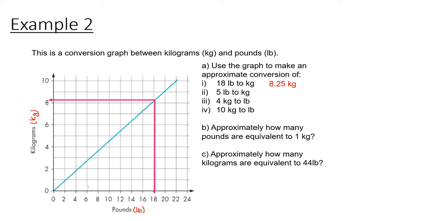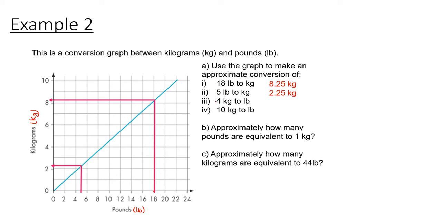Let's have a look at the next one. 5 pounds into kilograms. So you go to roughly where 5 is, which is roughly about here, between 4 and 6, up to your line on your graph, and then across, and I'd say that's about 2.25, maybe 2.3, but again, this is an approximation. They don't have to be exactly 100%.